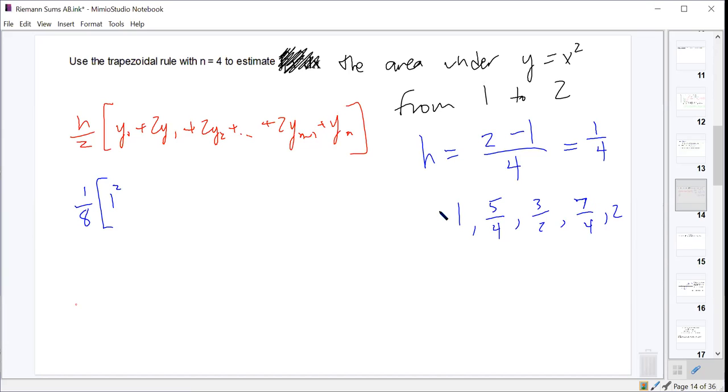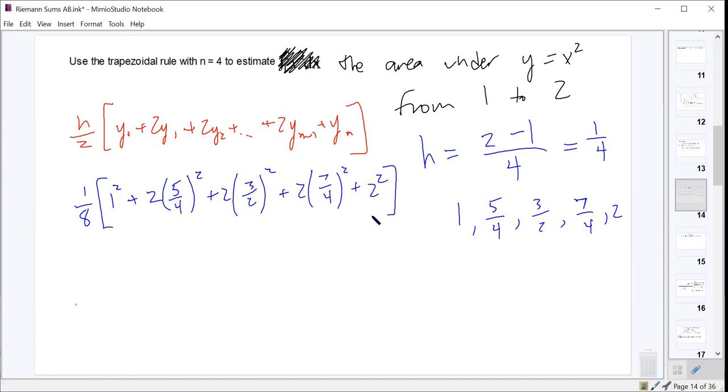And so the first one is 1 squared, and we should add to that 2 times the second one squared, which should be 2 times 5/4 squared, and then 2 times the next one, 3/2 squared, and 2 times the next one, 7/4 squared, and then plus just 2 squared at the end. Everybody good with that?